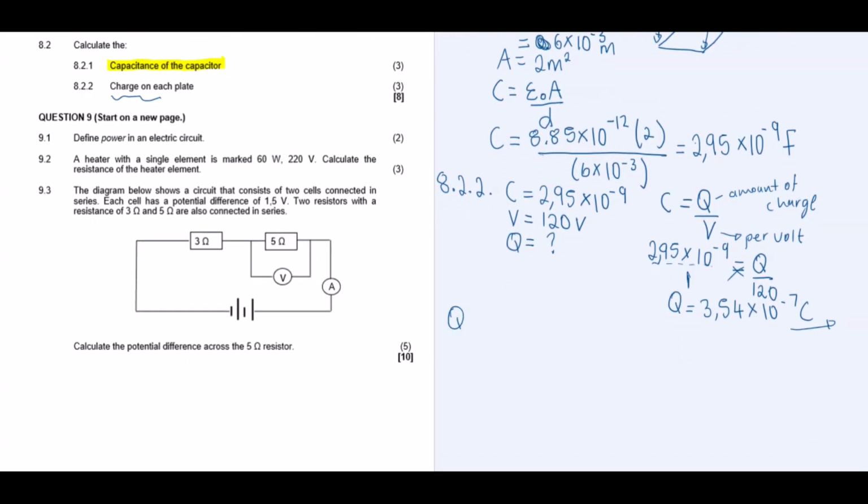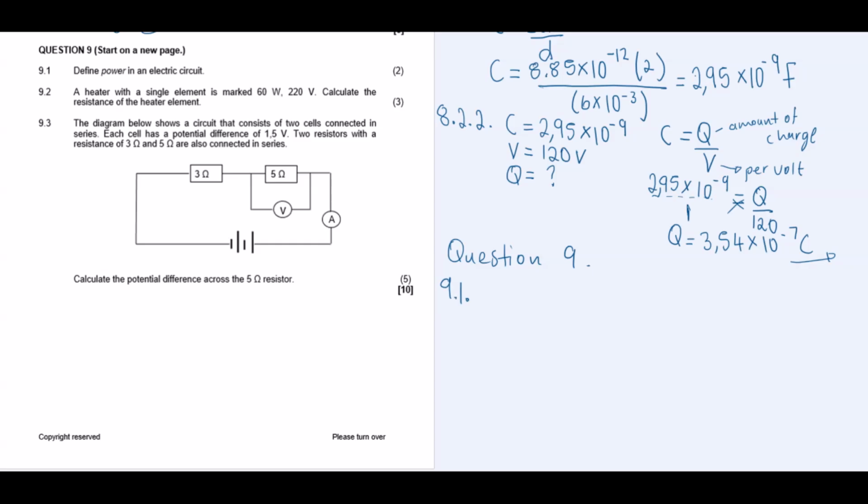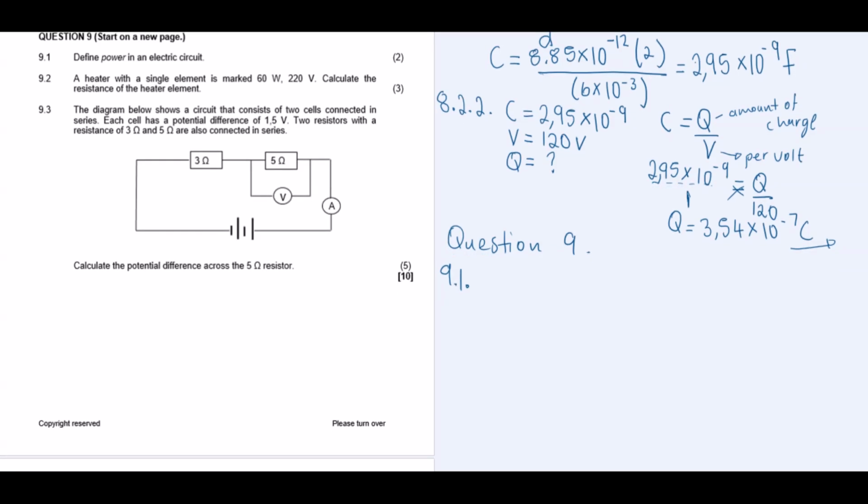So we're done with question 8. Now we can move on to question 9. In question 9, we have 9.1. The first question is saying that we need to define the term power in an electric circuit. So power is the rate at which work is done, right? If you write that, you might be incorrect because they're looking specifically for an electric circuit. So if they ask you to define power, mention that this is the rate.